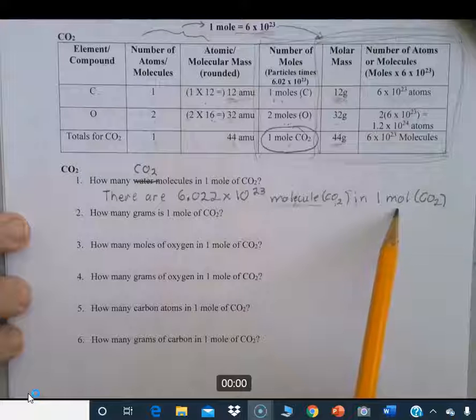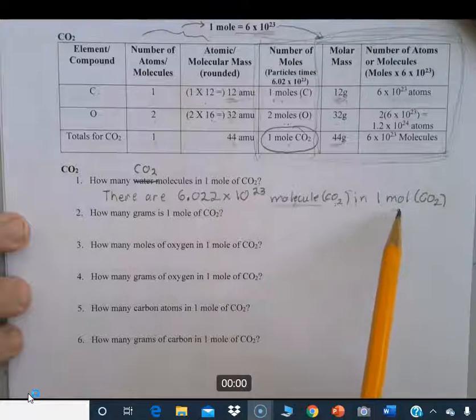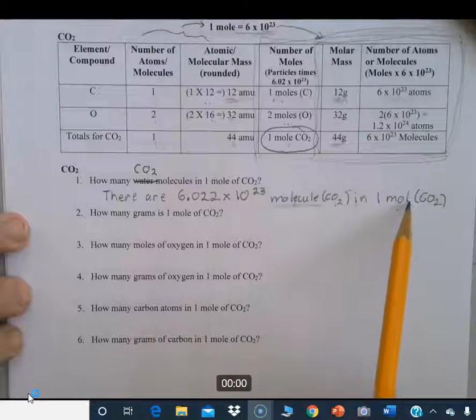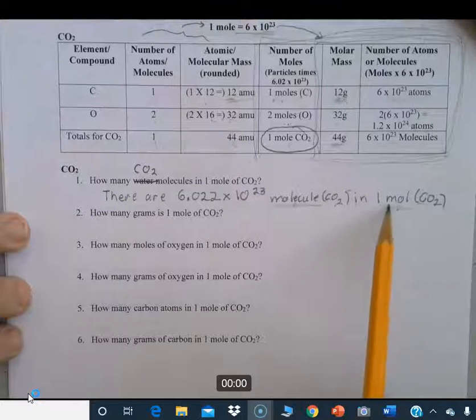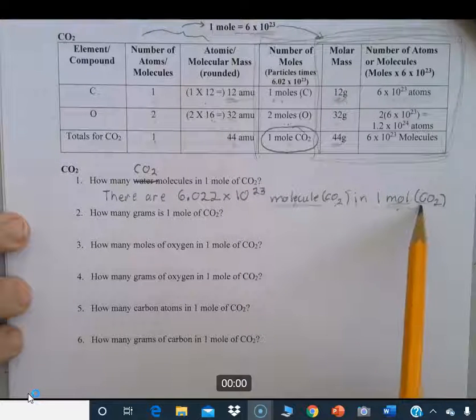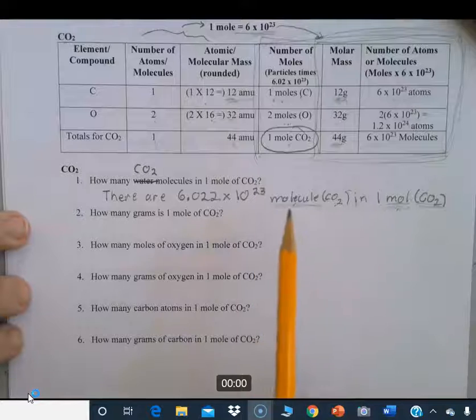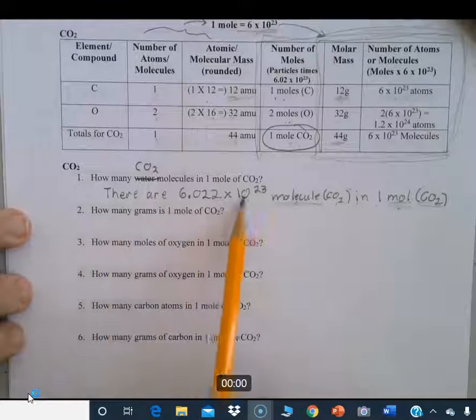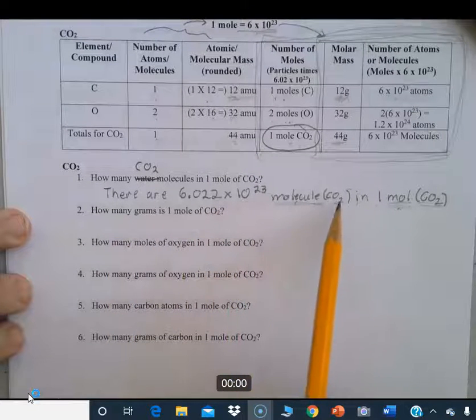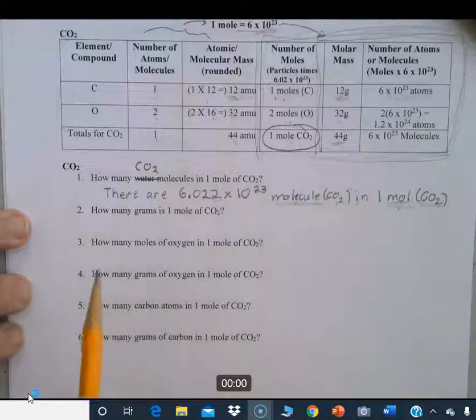Now it's funny how they do this, but the word mole is spelled M-O-L-E, but when you write it in a chemical equation, they chop off the E at the end, so it's M-O-L and CO2. So again, I have a unit of measure, mole, and the substance, CO2. Alright, so there are 6.022 times 10 to the 23rd molecules CO2 in 1 mole CO2.